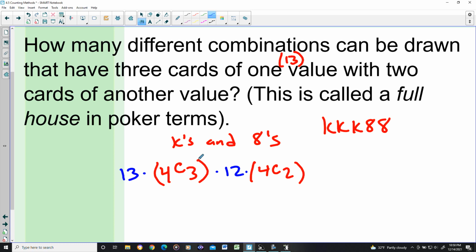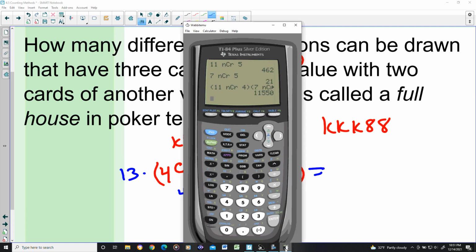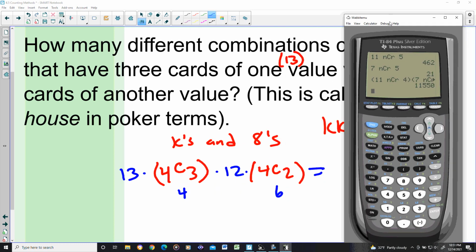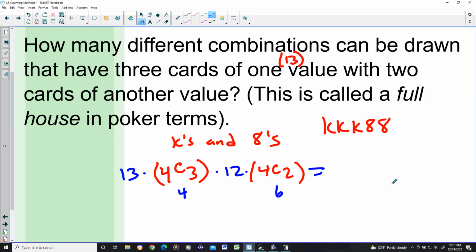So we multiply that. And so now we put it all together and we're going to multiply. And so this ends up being 4. This ends up being 6. But you can do that in the calculator if you'd like. And so what you end up with is 13 times 12 times 4 times 6. 3,744. There are 3,744 possible full houses.